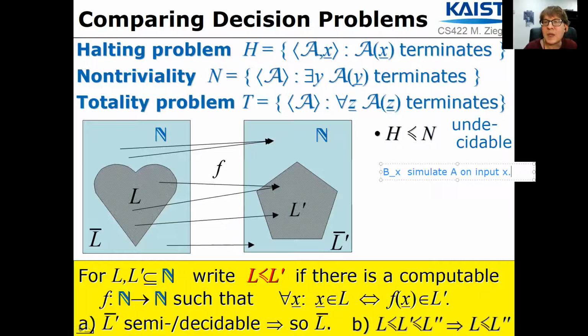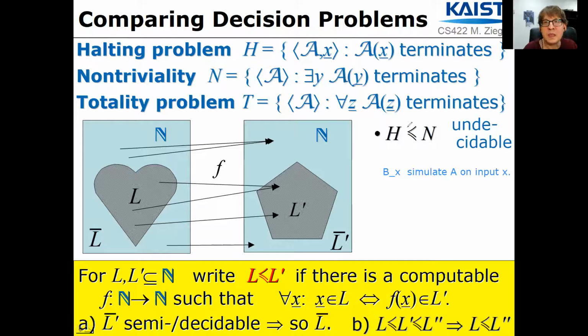And now let's check the behavior of this new algorithm Bx. If the algorithm A on input X terminates, then the algorithm Bx will terminate on any input, on every input, because it ignores its input and just simulates algorithm A on the fixed input X. Whereas if the algorithm A on the input X does not terminate, then the new algorithm Bx will not terminate on any input, because recall that it ignores its input, right? That's a subtle point here.